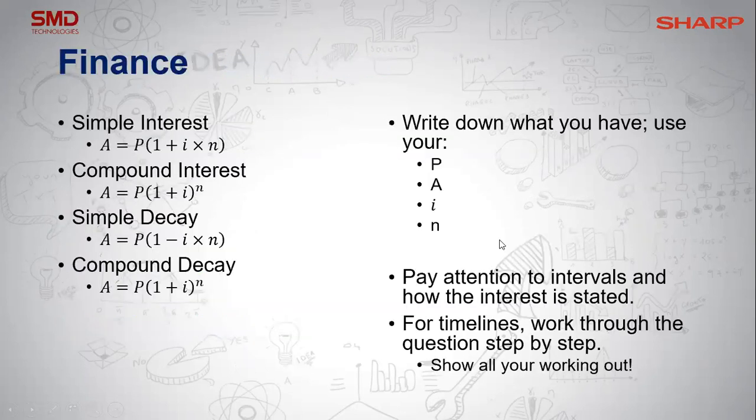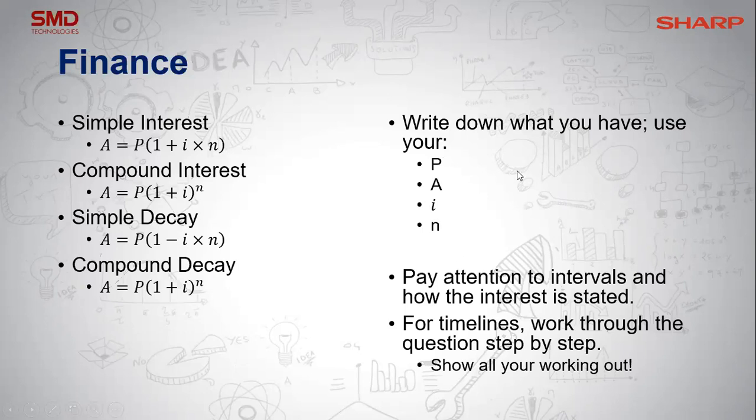Then finance. Let me just see how we're doing. Oh, sorry, guys. So we're nearly done. So with finance, look at your simple interest. Simple and compound interest is just adding, and then with decay is just subtracting. So same formula, just substitute A minus. Okay, and then always write down your PAIN. Okay, so I say use your PAIN, P-A-I-N, so for initial, final amounts, your interest, and your number of intervals.